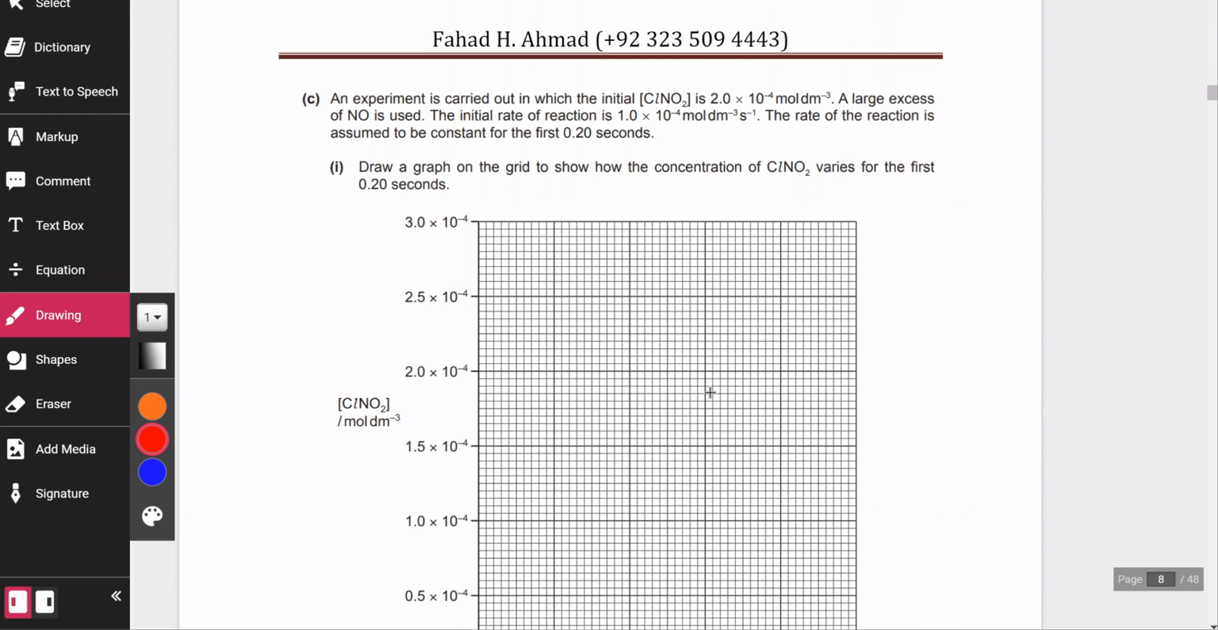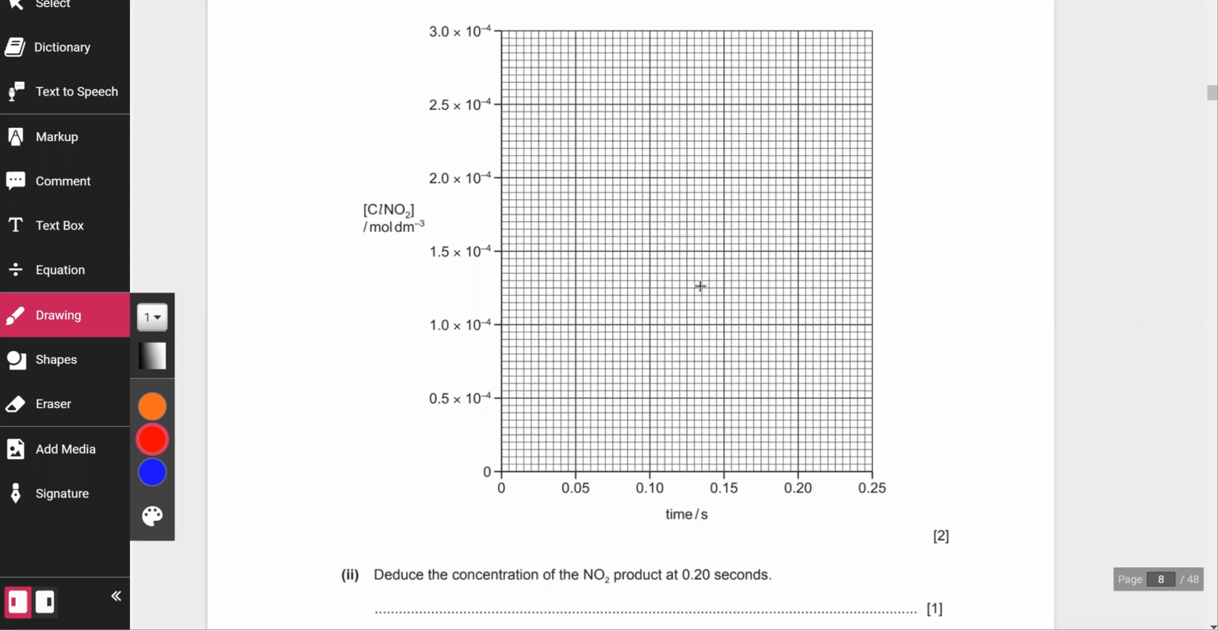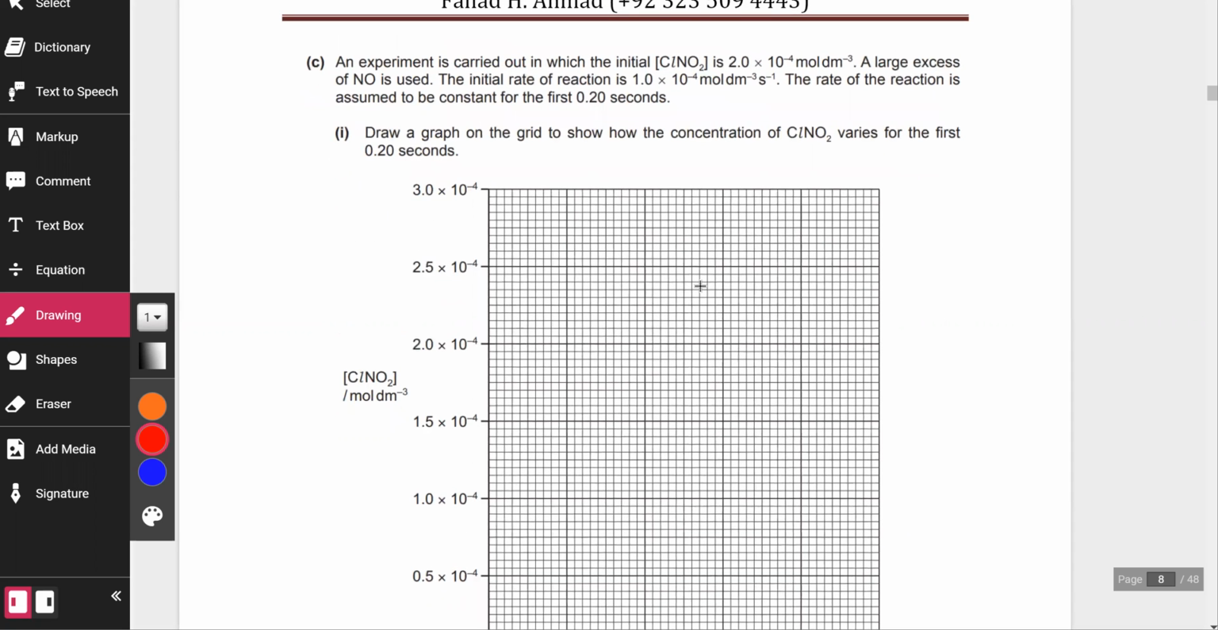Next one: an experiment is carried out in which the initial concentration of ClNO2 is 2 times 10 power minus 4. A large excess of NO is used. The initial rate of the reaction is 1 times 10 power minus 4 mole per dm cube per second. The rate of the reaction is taken to be constant for the first 0.2 seconds. You're being asked to draw a line on the grid to show how the concentration varies for the first 0.2 seconds. So they have told us the initial concentration of ClNO2, which is 2 times 10 power minus 4. This is your initial concentration, and then the rate is 1 times 10 power minus 4.